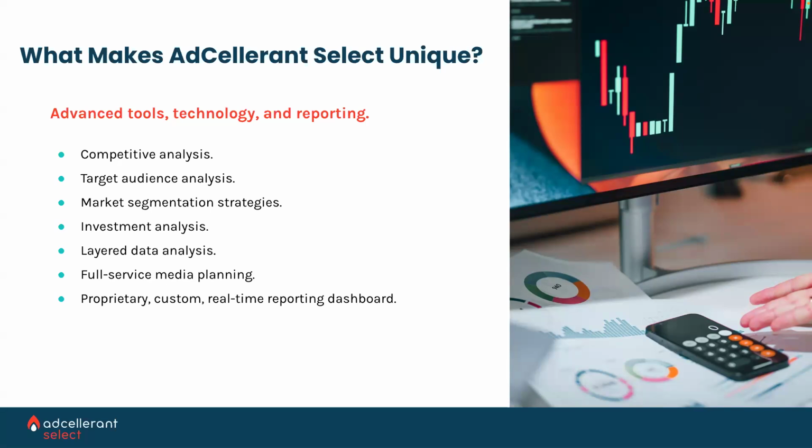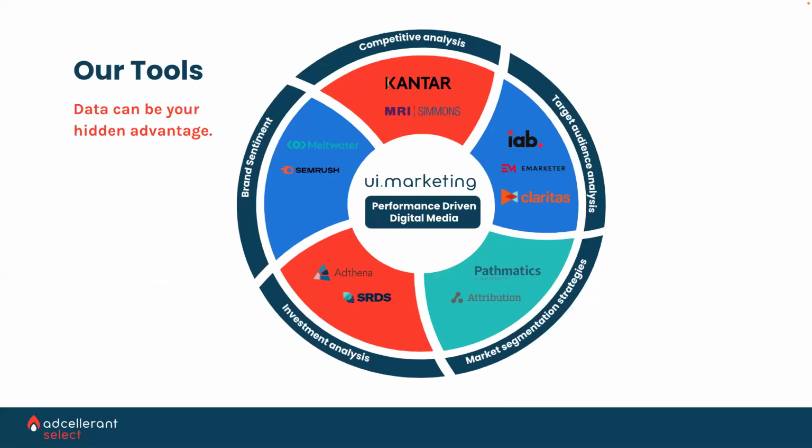So as we look at what makes AdCellerant Select unique, let's focus on the tools here. So we want to look at first your competition, what's happening from a target audience perspective, who should we be targeting, market segmentation strategies, which geographies should we be in, an investment analysis, how much should we spend to get the return we're looking for. That all needs to tie together with a perfect media mix and a perfect media plan. And then once something's in market, we need to report on it. So as we look at the tools that we invest in, there's quite a few of them.